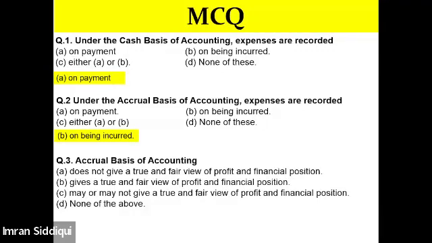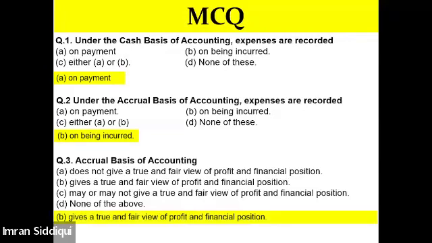Manisha, what do you think is the right answer for this question? So option B, it gives a true and fair view of profit and financial position. Yes, that is right. Option B is the correct answer. It gives a true and fair view. Therefore, most of the time, in large organizations, this basis of accounting is preferred over cash basis accounting because it gives a true and fair view of the financial position as well as the correct amount of profit.